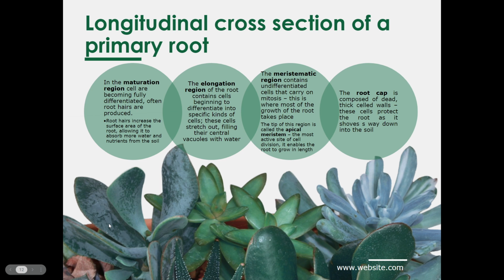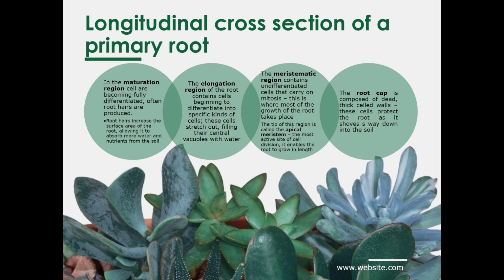Now, those parts I just listed for the longitudinal cross-section of the primary root are described here. The maturation region is where the cells become fully differentiated. It's where they decide they're going to be root cells. They may have root hairs, and that helps increase their surface area. It allows even more water and nutrient absorption from the soil.